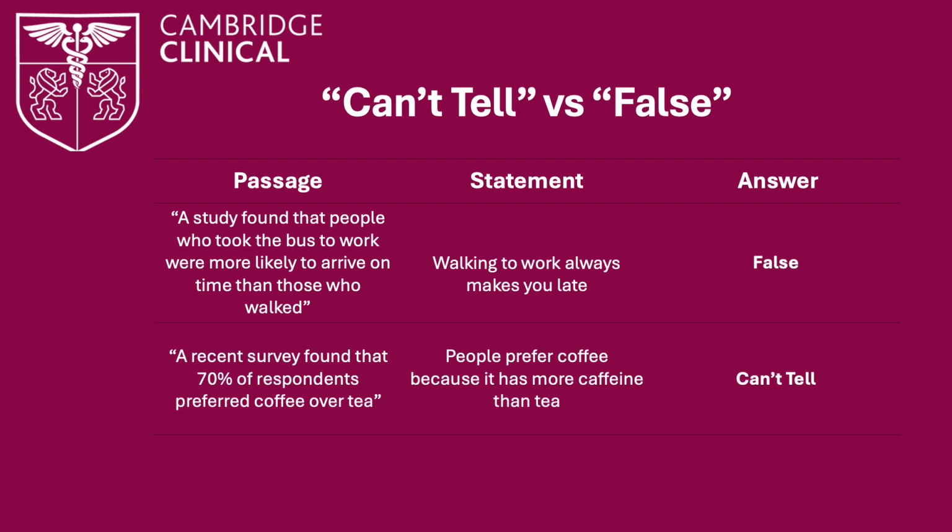Let's look at another example. A survey found that 70% of respondents preferred coffee over tea. The statement claims that people prefer coffee because it has more caffeine than tea. This is can't tell. The passage only states a preference, but it does not provide any reasons why people may prefer coffee over tea. So we cannot make an assumption, and thus the answer is can't tell.